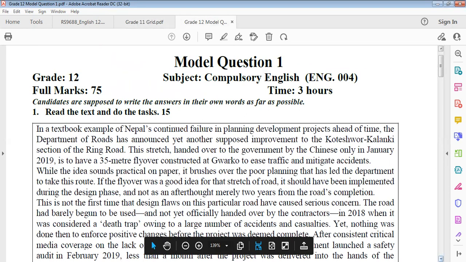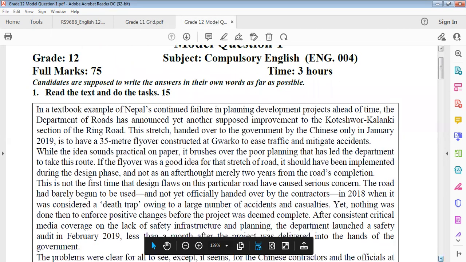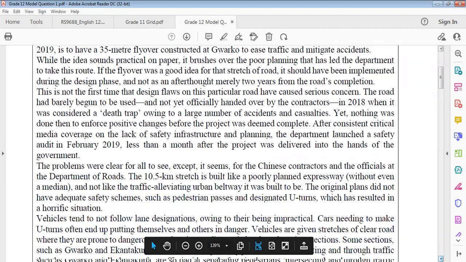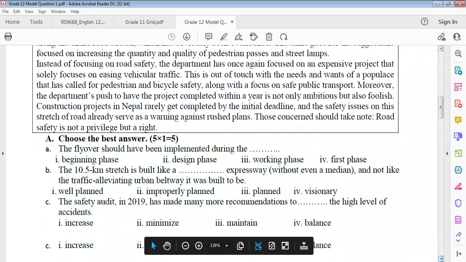So here I have brought you the model question for grade 12. In question number 1, we have been given the reading text. This is the unseen text. It is more than 600 words. So you should be able to do the question answers given here. Here you have been given 15 question items in 3 different sections.